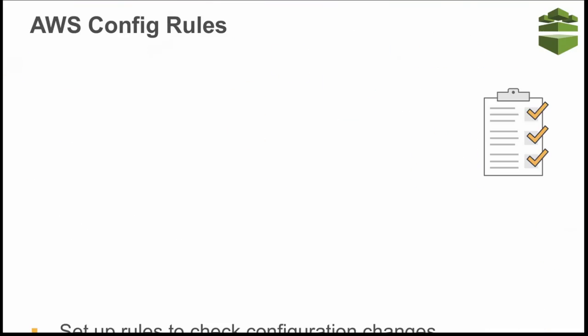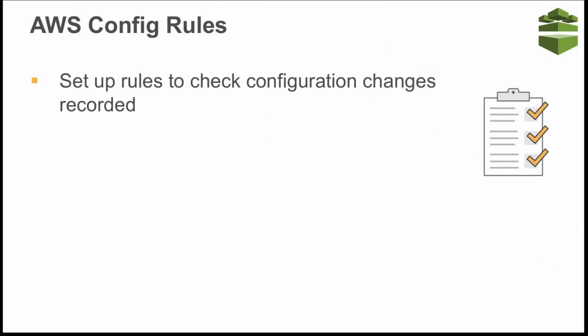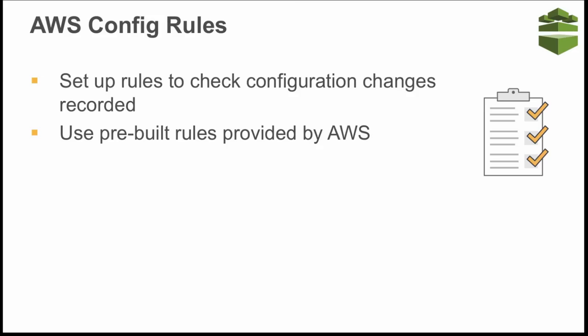So now that we understand what Config is, let's take a look at what Config Rules are. Config Rules are there to improve your governance over configuration changes to your resources. You set up the rules to check those changes against your environment. You use pre-built rules provided by AWS, so you don't have to go and build these rules for yourself. We provide a broad range of rules that are readily available inside the AWS environment.